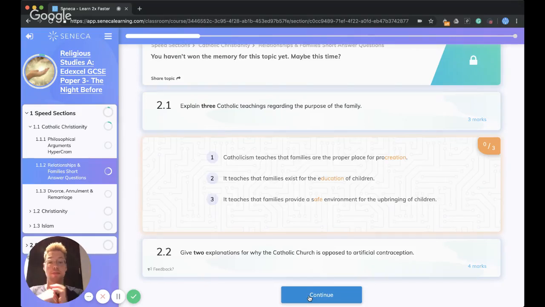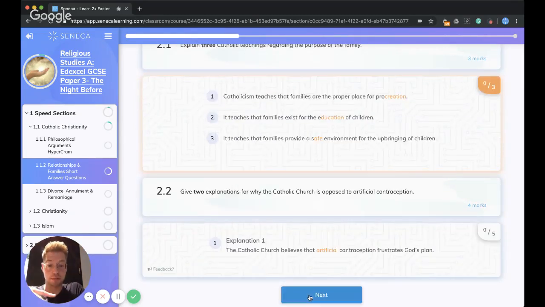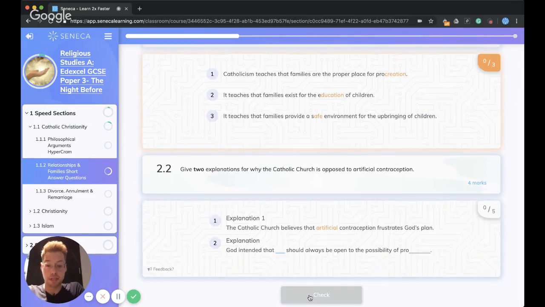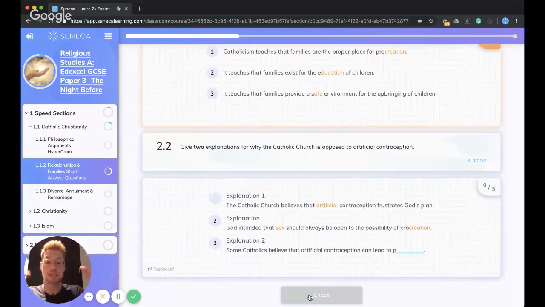Next, give 2 explanations for why the Catholic Church is opposed to artificial contraception. So we'll go over this, but when you're structuring your answer, remember you need to give your reason and then your explanation. That is how you get the 2 marks per point, okay? So explanation 1, the Catholic Church believes that artificial contraception frustrates God's plan. Explanation, God intended that sex should always be open to the possibility of procreation, okay? So that is how we structure it.